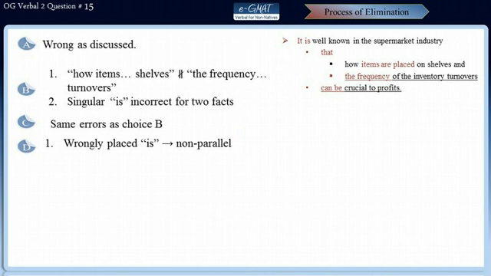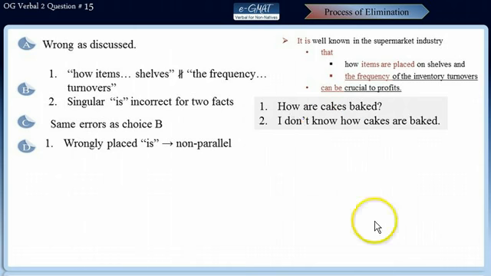Now, in an interrogative sentence, the helping verb always appears before the noun, but in a statement, it always appears after the noun. Now, let's take an example. In this interrogative sentence, how are cakes baked, the helping verb are appears before the noun cakes. But when the same idea is presented in a statement, we will say, I don't know how cakes are baked. So here we see that the helping verb has changed its position and it now appears after the noun cakes.